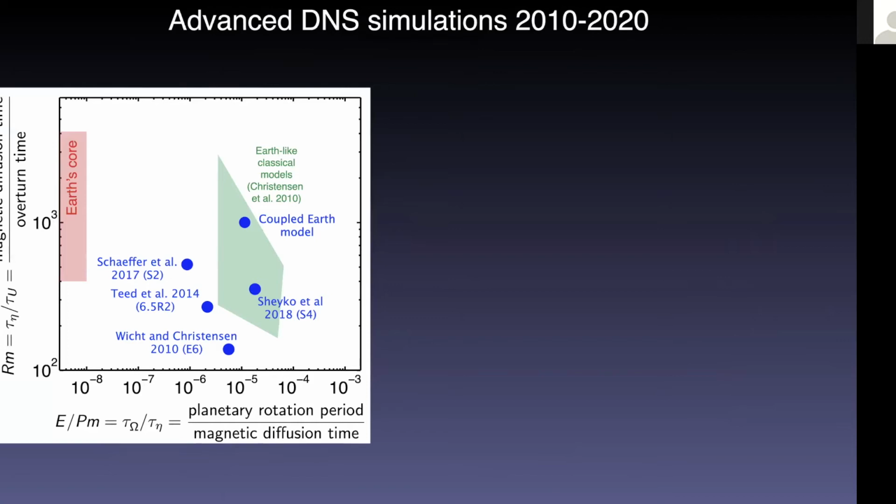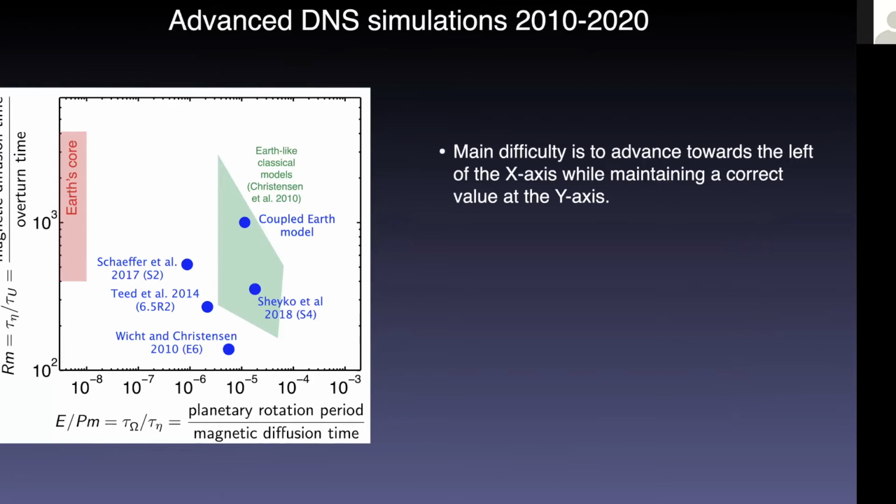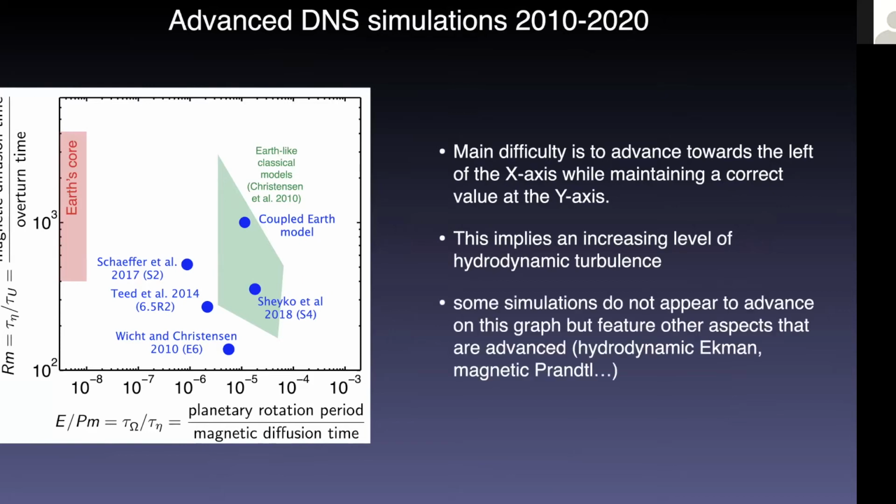In the past decade, 2010 to 2020, a number of advanced simulations that I've located here on the same graph have been performed. And of course, the main difficulty is to advance towards the left of the x-axis while maintaining a correct value of the y-axis. That implies an increasing level of hydrodynamic turbulence. So this is the reason why it's more difficult to simulate. You can see that some simulations on this graph, even though they may be labeled as advanced, do not appear to advance on this graph because they feature other aspects that are not represented in this subspace and that are advanced.